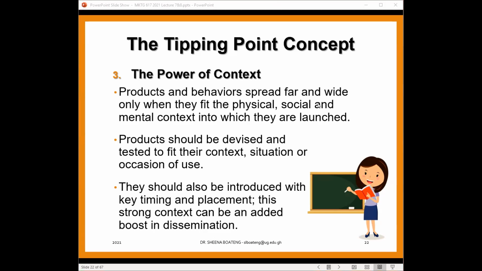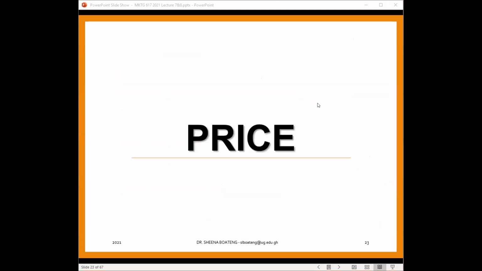So that is it for the tipping point concept, right? And with that, we come to the end of the product element and how we can use online technology to vary it for our purposes as e-marketers. Next, we are going to talk about the price element.